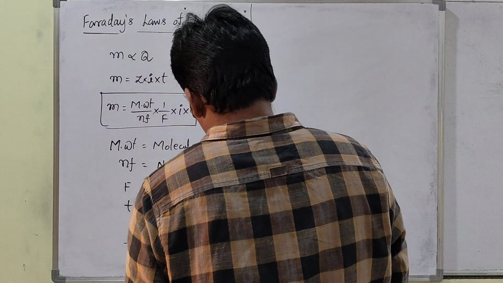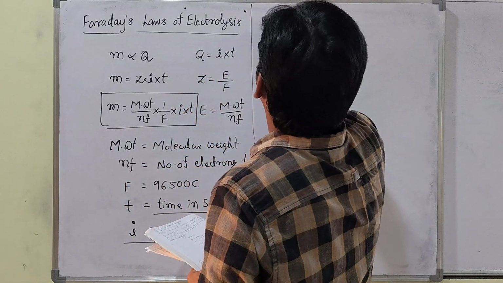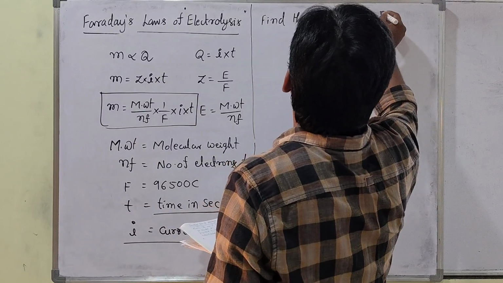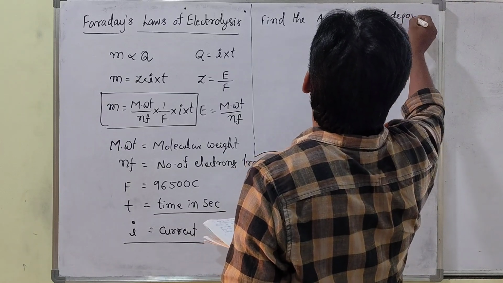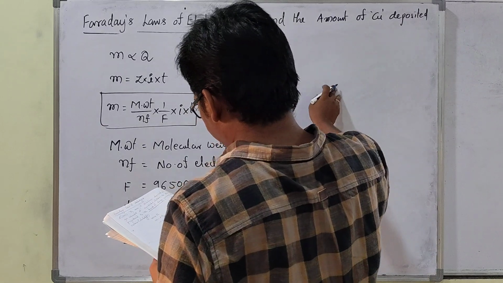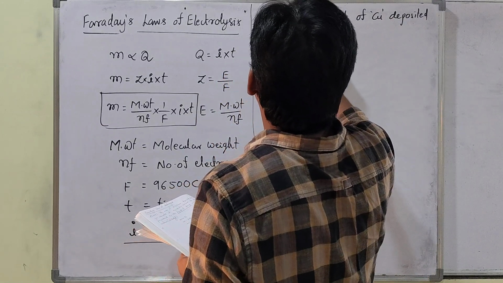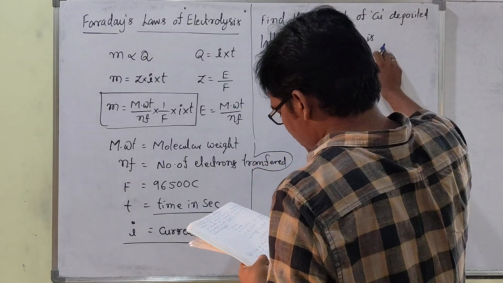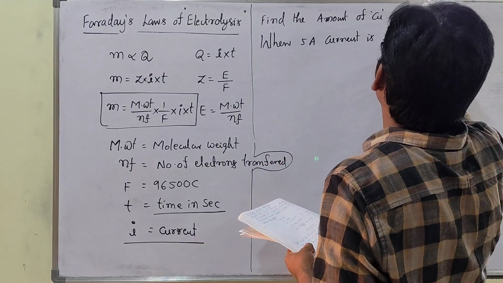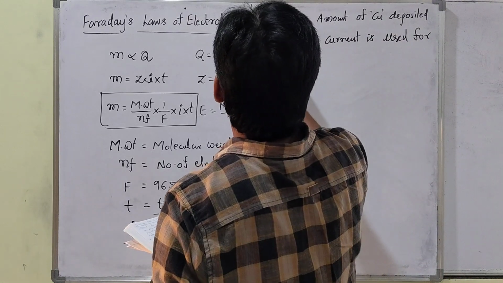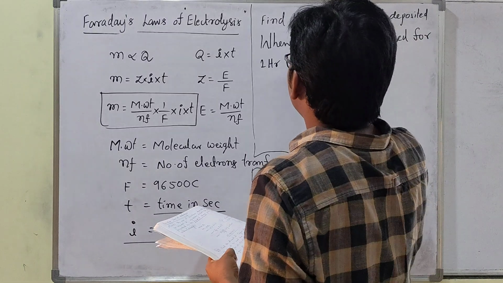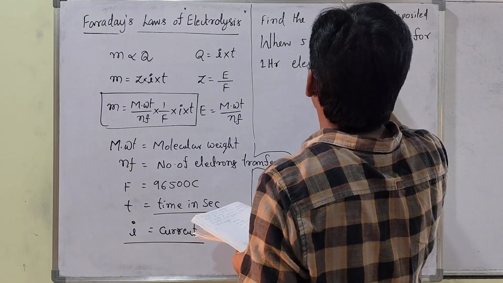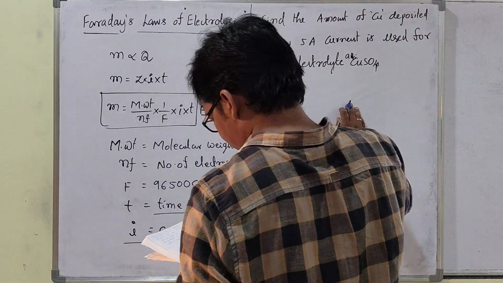Note a question. Find the amount of copper deposited when 5 amperes of current is used for 1 hour. The electrolyte is aqueous copper sulfate, CuSO4 solution.